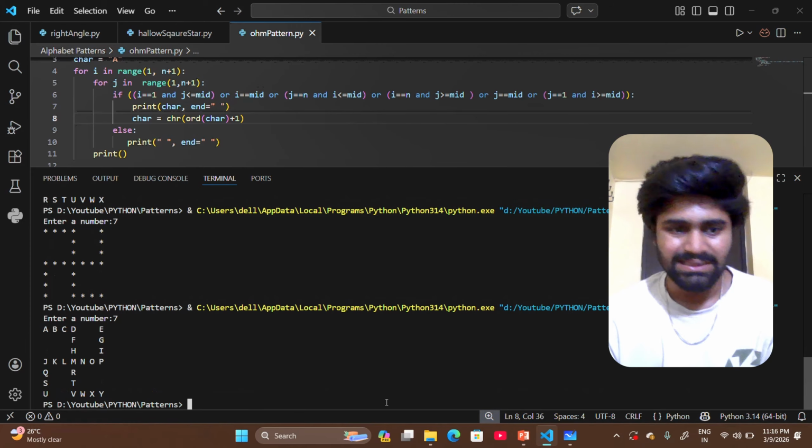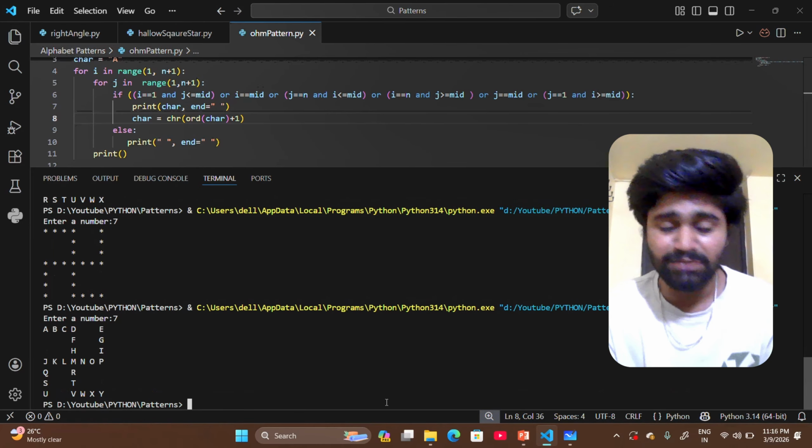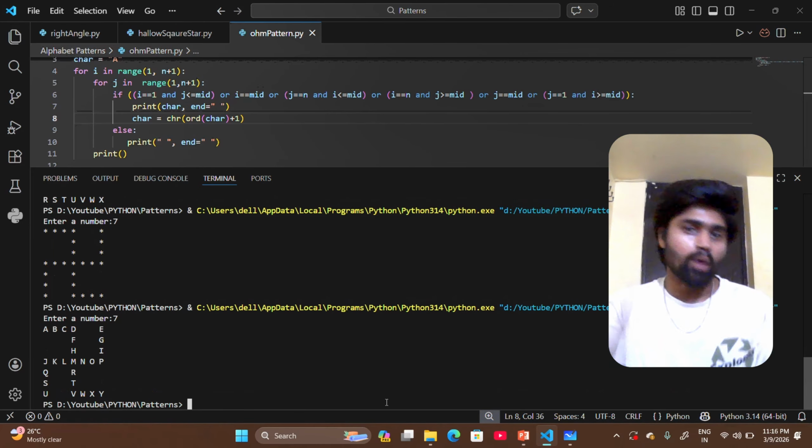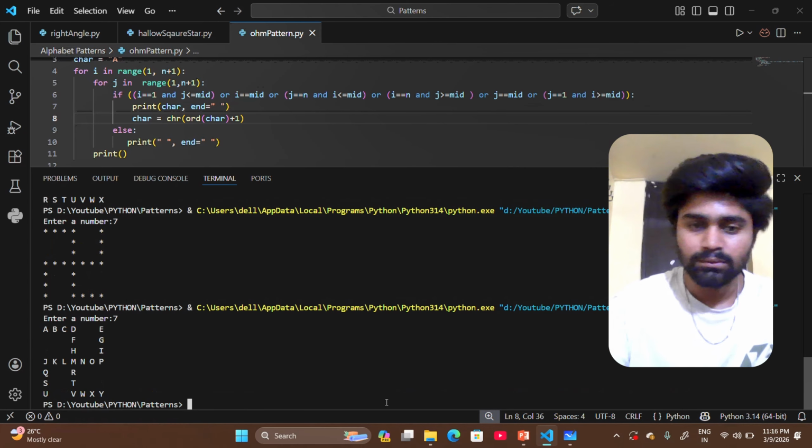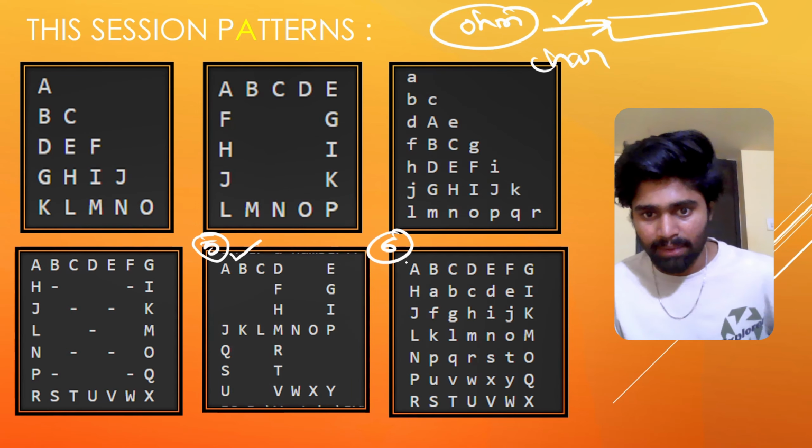Now simply see here, we got the output. Is there any too much difficulty? No, it is very easy if you understood how to form the logic, guys. That's it. Let's dive into the last pattern, the sixth pattern.